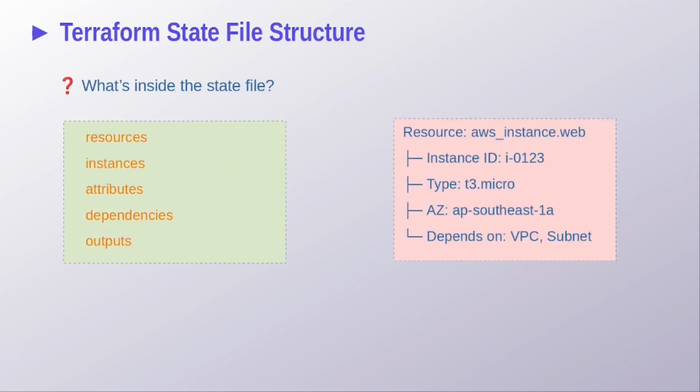Terraform state file structure. Now let's look inside the state file. What is inside the state? The state file is JSON-based. It usually contains resources, instances, attributes, dependencies, and outputs. Very important warning: the state file often contains IP addresses, resource IDs, ARNs, sometimes passwords or secrets. State files are sensitive data. Treat them like secrets.